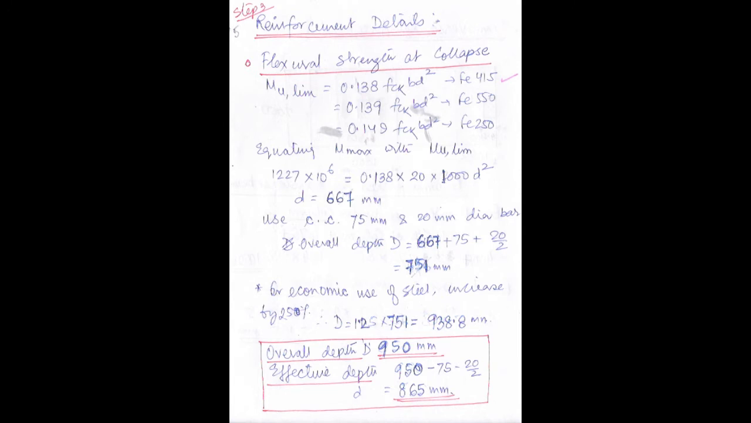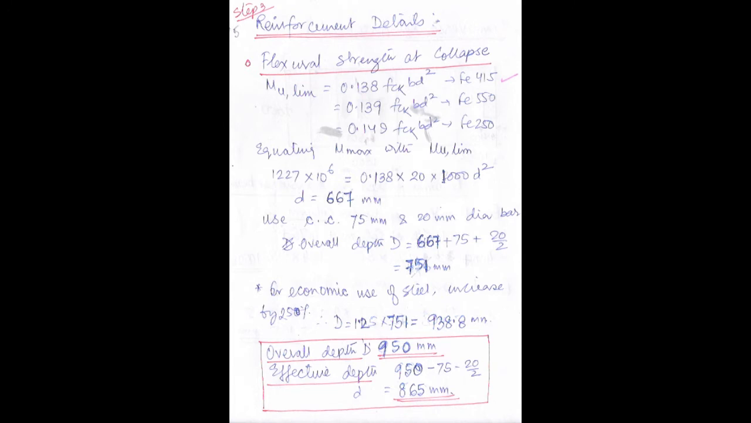First of all, we know that the flexural strength at collapse, Mu,lim, is equal to 0.138 fck bd². See, I have given here 3 values: for Fe 415, then for Fe 550 and Fe 250. For Fe 550 it is 0.139 fck bd², and for Fe 250 it is 0.149 fck bd². Now these are the 3 formulae.